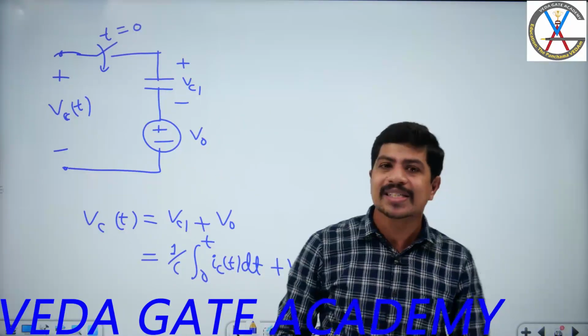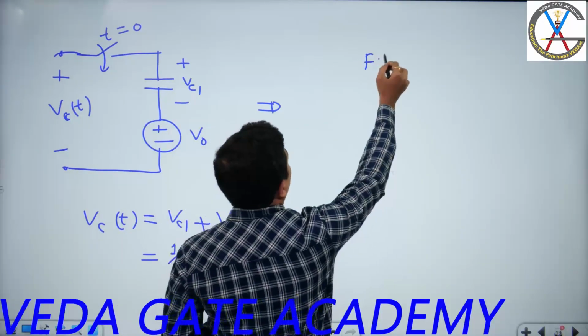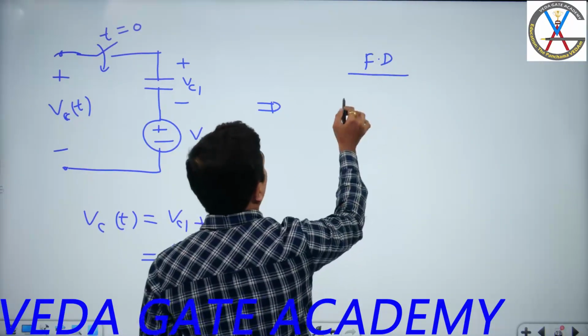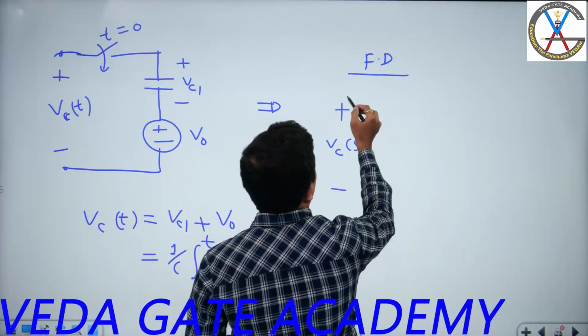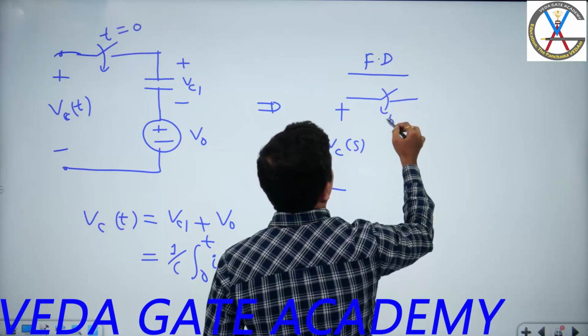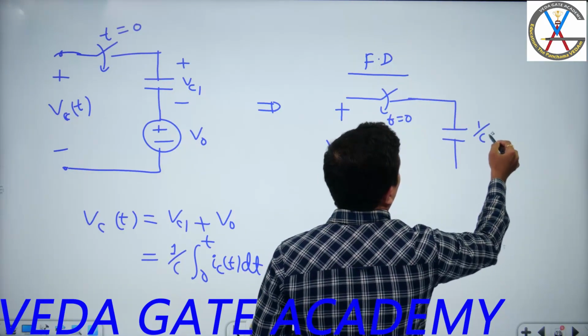That's why we connected in series. Now let's convert into S domain, the frequency domain. What are we going to get? This is plus minus Vc of s. This is the switch that is closed at t equal to 0. Now this will be 1 by Cs.